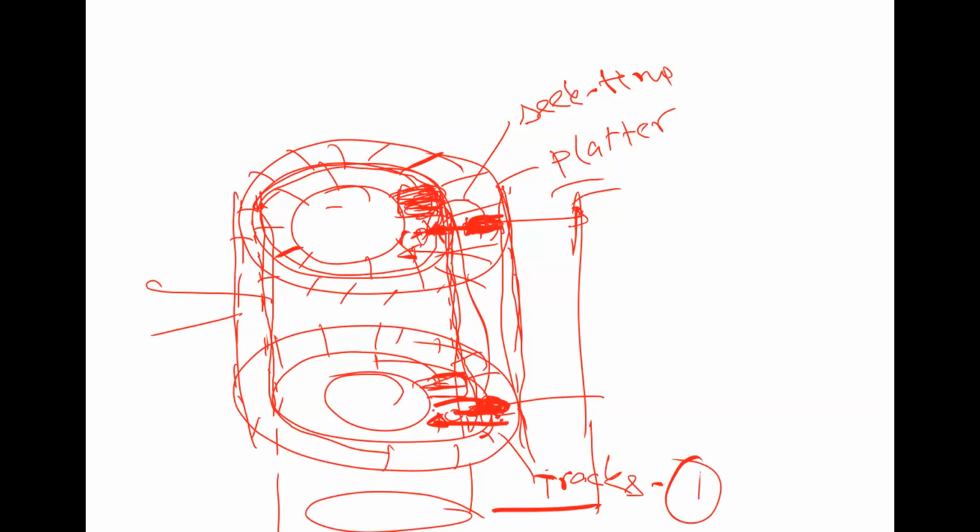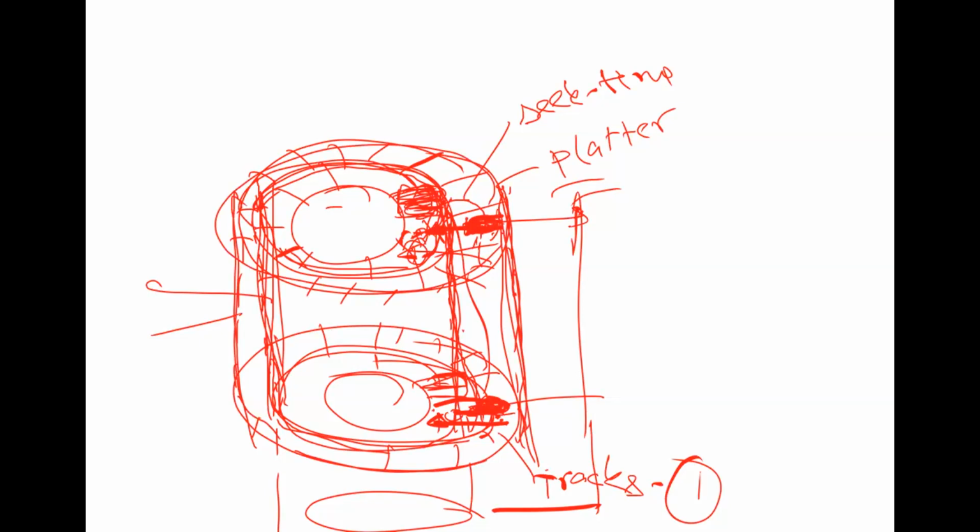Track and cylinder are the same. This is track 1, and also cylinder 1. This is cylinder 0. When you connect the number 0 tracks together from the upper platter to the lower platter, this is also cylinder 0. This is cylinder 1. This track movement is nothing but similar to the cylinder movement.